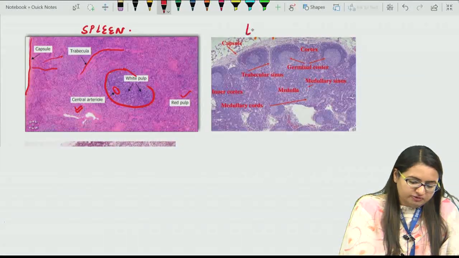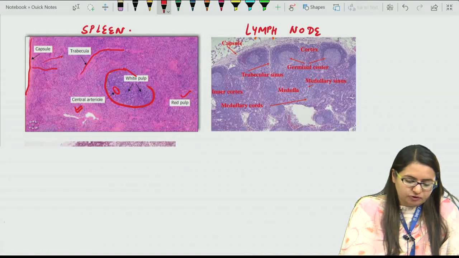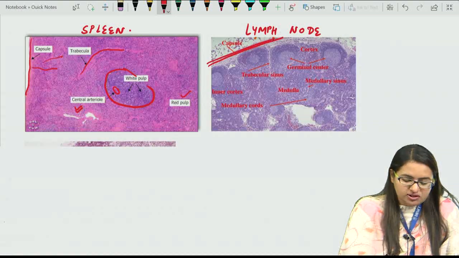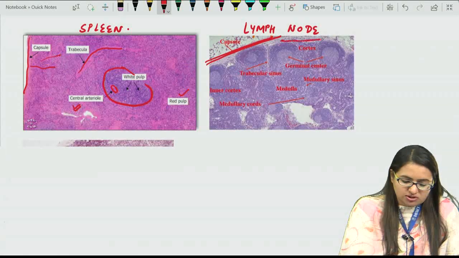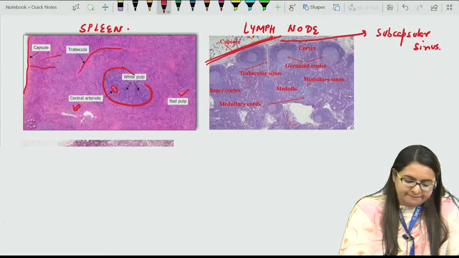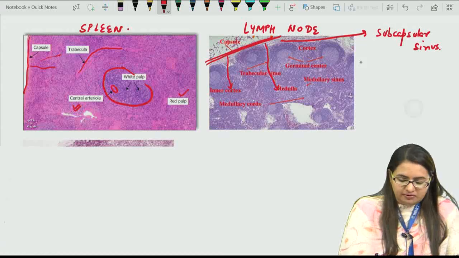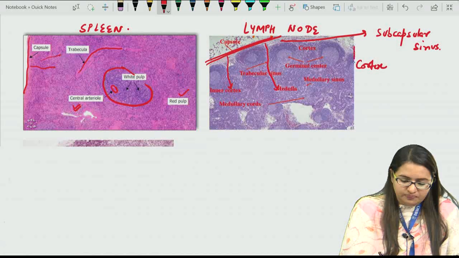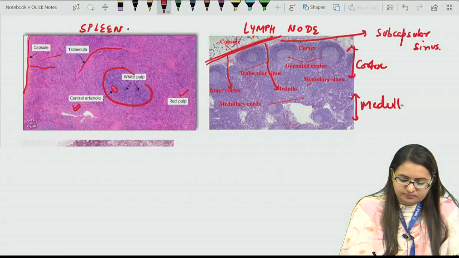When we compare it with the lymph node, this is the lymph node slide. The lymph node has a capsule, and just beneath the capsule we have the subcapsular sinus. The space present over here is the subcapsular sinus. Then the capsule sends trabeculae towards the inner aspect, and it divides the lymph node into the outer cortex region, and towards the inner side the medulla region.